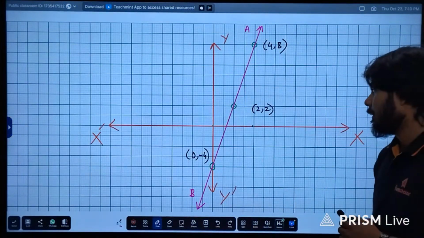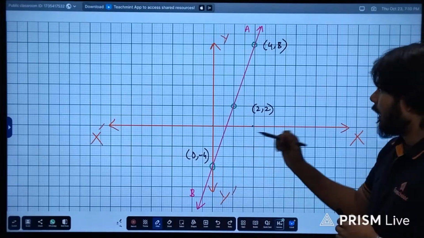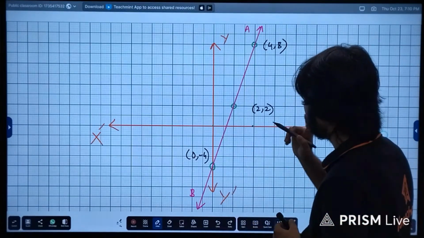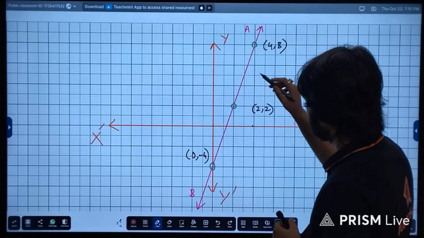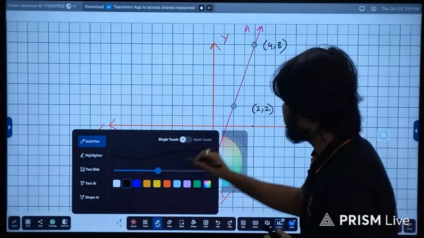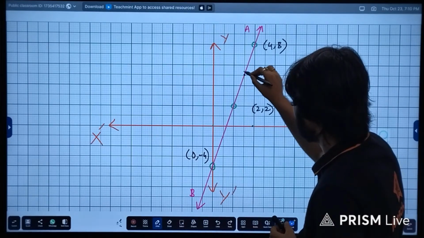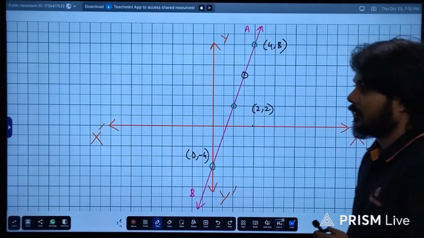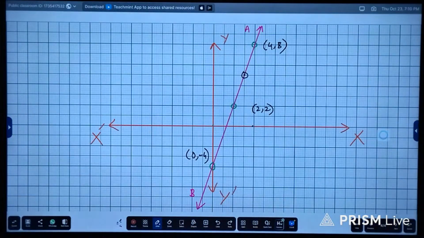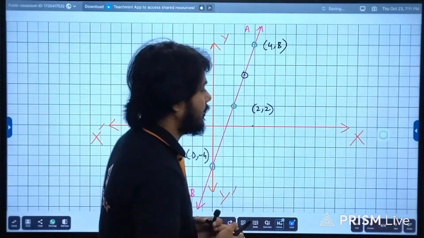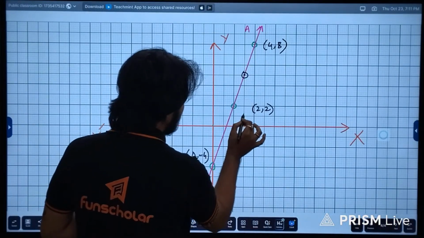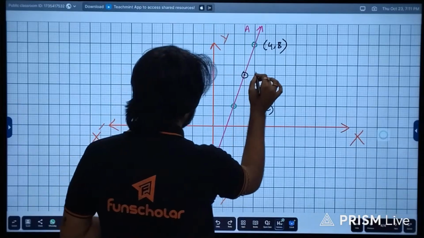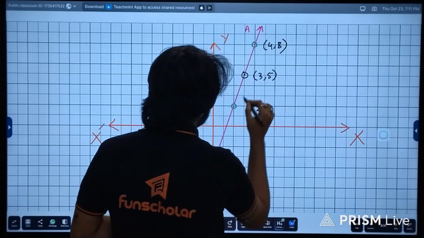Now just see, I am taking a random point. Suppose I am going to take this point. Tell me the coordinate of this particular point. Hi, Sushmita. Just tell me the coordinate. It will be 3 comma 5. Okay.